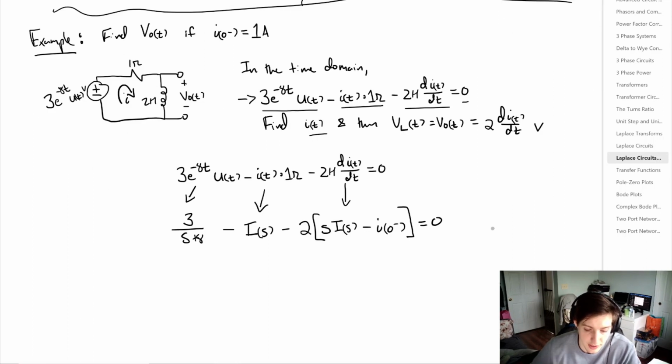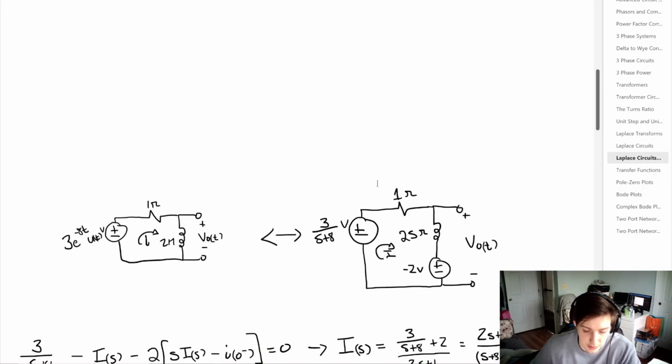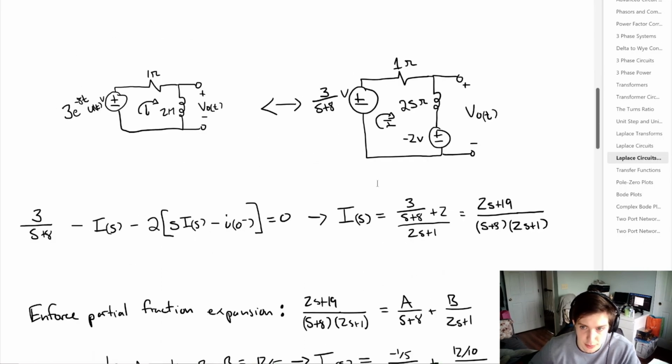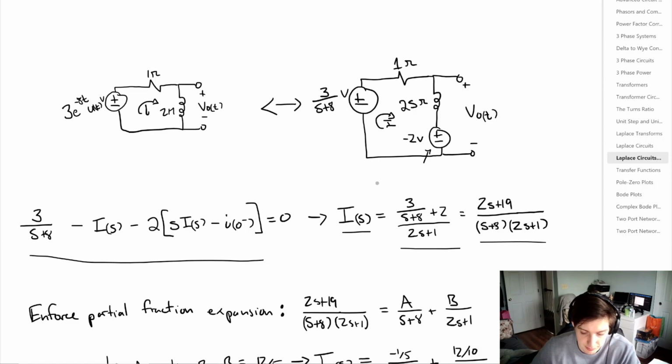So if we convert everything for our KVL, we simply get this 3 divided by s plus 8 term, this current now in the S domain, and then we just use our relation for the derivative for the inductor, and that gets set equal to 0. And if we look at how our circuit transforms as well, you can see that you get this initial condition term that makes this pseudo voltage source. So from the equation we set up, we can simply rearrange it to solve for the current, and we get this kind of annoying term here, which we can just simplify into this term.